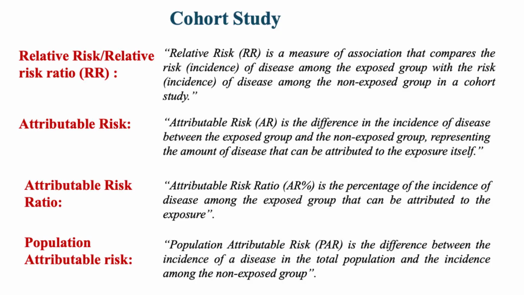For cohort studies, we'll calculate the relative risk, which compares the risk of disease in exposed versus non-exposed groups. From the same table, we can also derive the attributable risk, the attributable risk percent, and the population attributable risk, each giving us deeper insight into how exposure influences disease, both at the individual and population level.